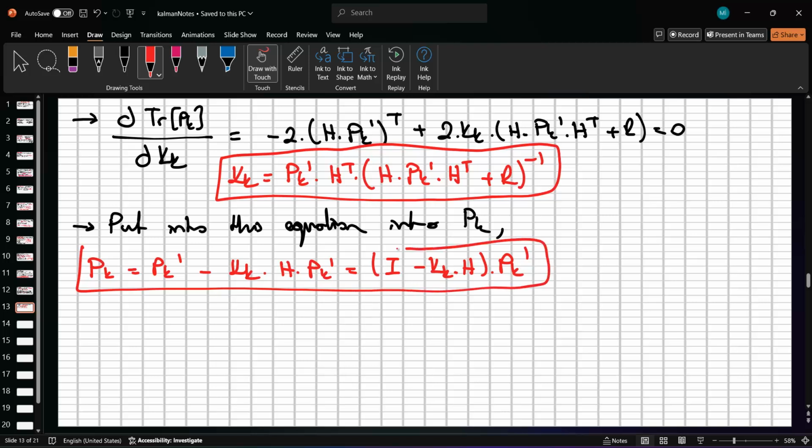This is our method for updating the error covariance matrices. Okay, so this is the update rule. If we have K_k in here, we can put these values in here, and so P_k can be updated at each time.